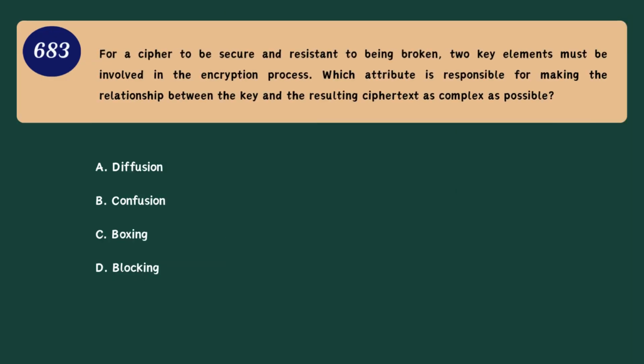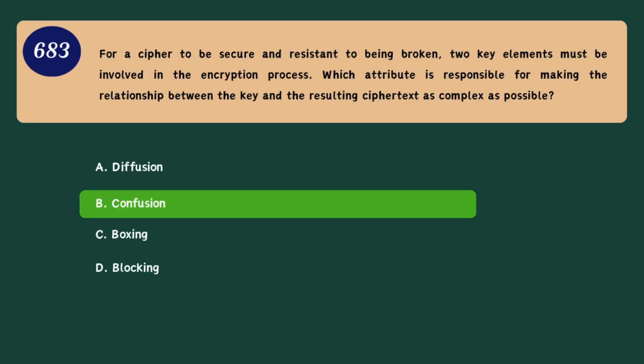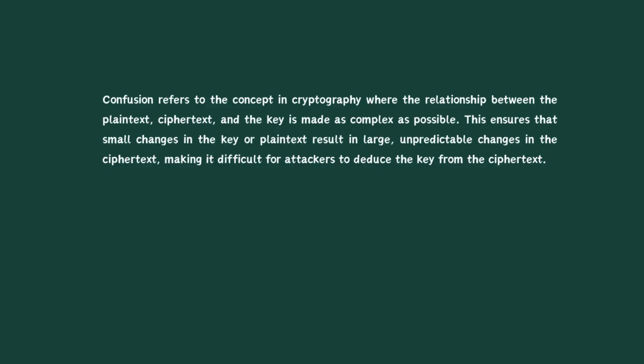Question 683. For a cipher to be secure and resistant to being broken, two key elements must be involved in the encryption process. Which attribute is responsible for making the relationship between the key and the resulting ciphertext as complex as possible? A. Diffusion, B. Confusion, C. Boxing, D. Blocking. Correct answer? B. Confusion.